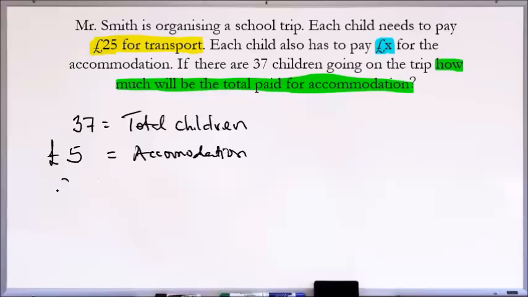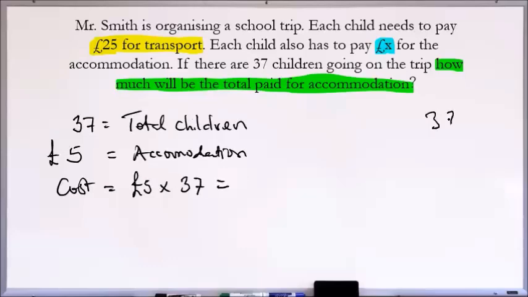What will be the cost? The cost here will be the total number of children, which is 37, multiplied by £5. Or we can bring the amount first, £5, that's for one child, multiplied by a total of 37. Let's do that. Let's have the amount first, which is £5, multiplied by 37, and that should give us what?